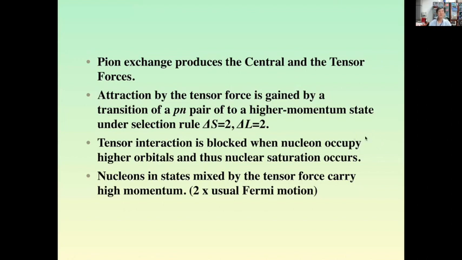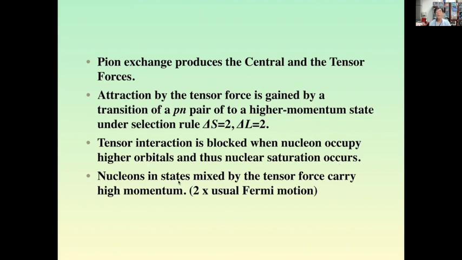Now, just to summarize it. The pion exchange produces central and tensor force. Attraction of the tensor force is gained by transition of the p-n pair to a higher momentum state under the selection rule. And the tensor interaction is blocked when nucleons occupy higher orbitals, and thus nuclear saturation occurs.